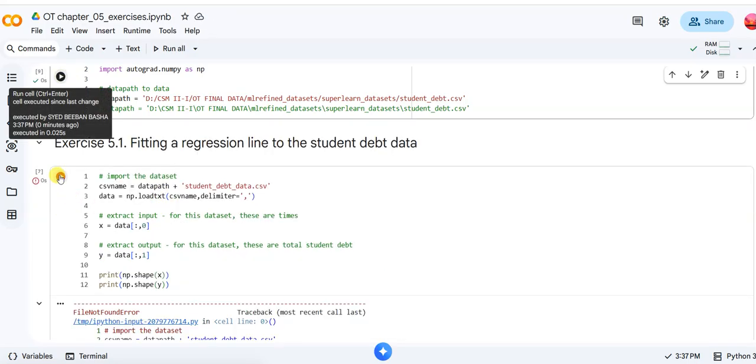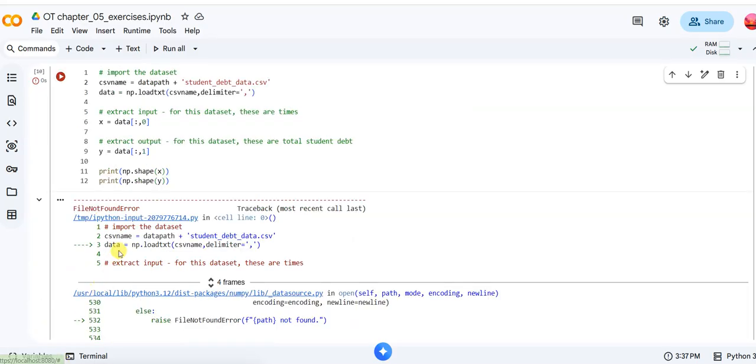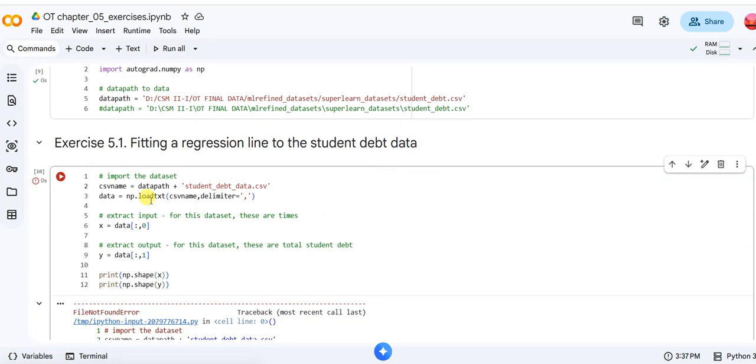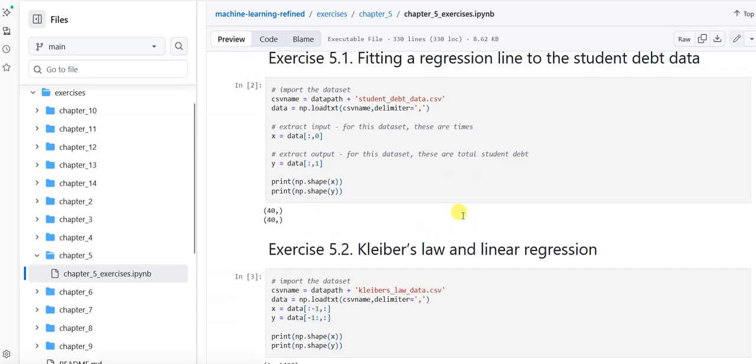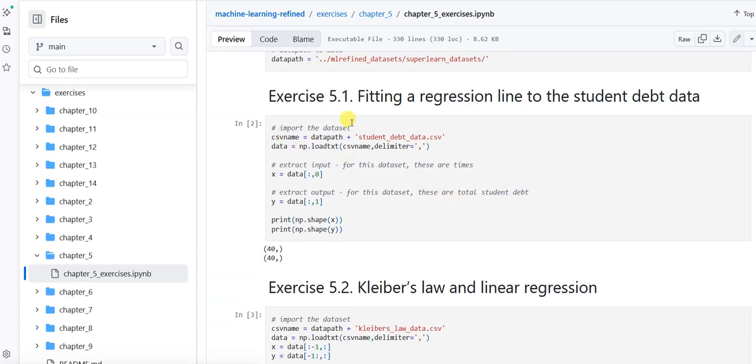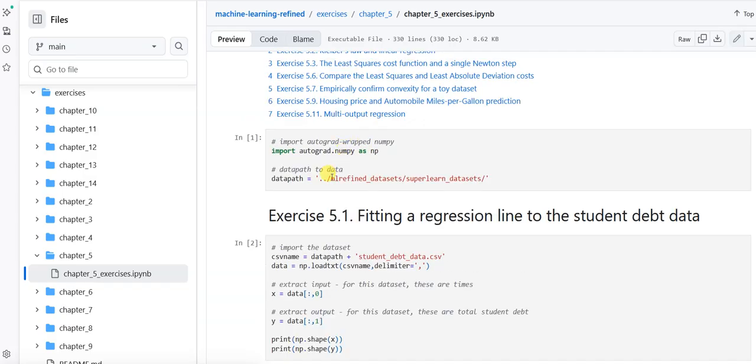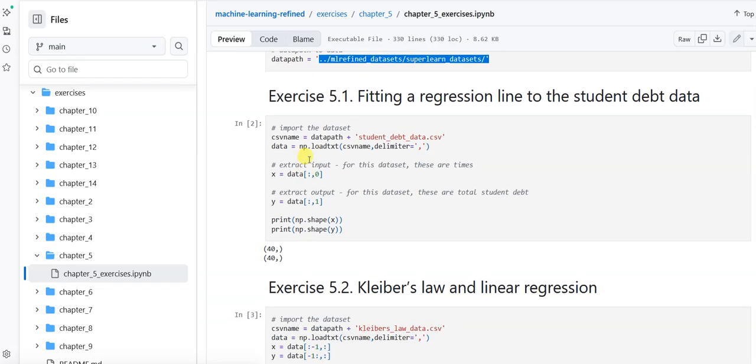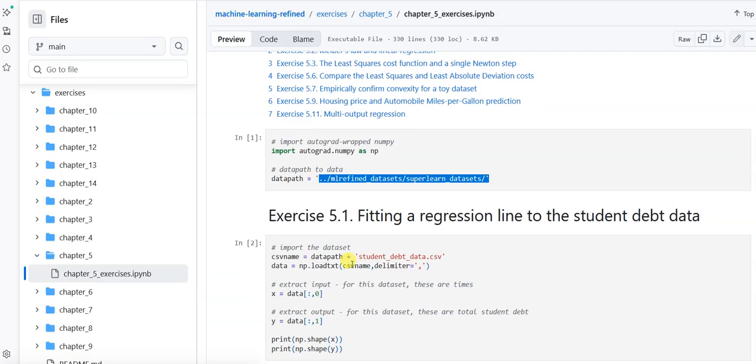Now you need to change the entire path here because it is checking the path. That path you need to paste here. Like this, you need to identify the path. In this path we are importing the data set. Here the data path is already given, and to the data path we add the particular data set that I used here.